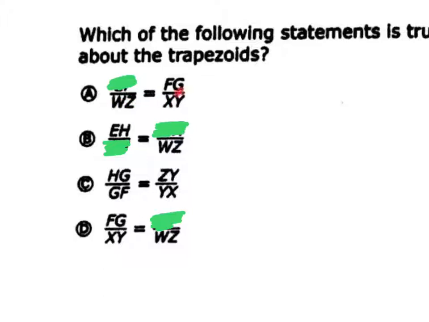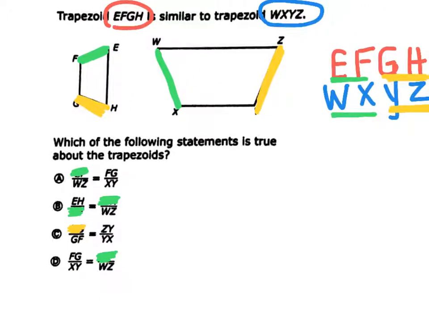Okay, A does not have a GH. B does not have a GH. C, okay, this has G and H and it's backwards, but that is okay. It still references the same line segment. And then if you take a look at answer choice D, there's no GH. Okay, the one we said that was corresponding with that was ZY or YZ.